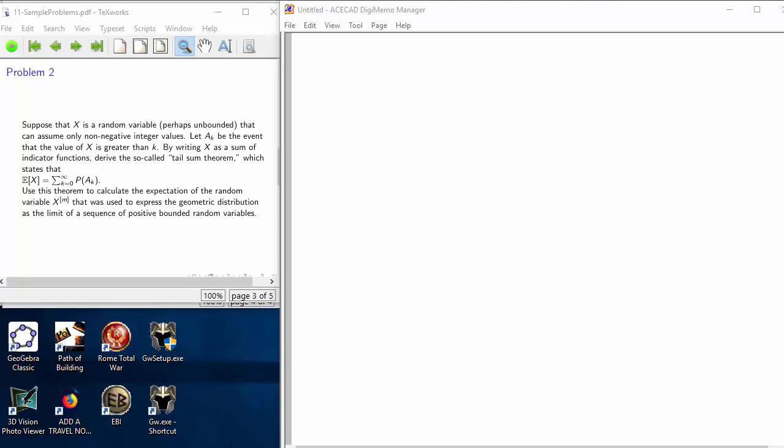So a sub 5, for example, is the event that the value is greater than 5, i.e. 6, 7, or so on. So here's a very clever way of rewriting x. First term in x is the indicator function for a0. And that will have the value 1 as long as the random variable is larger than 0, for 1, 2, 3, 4, and so on.